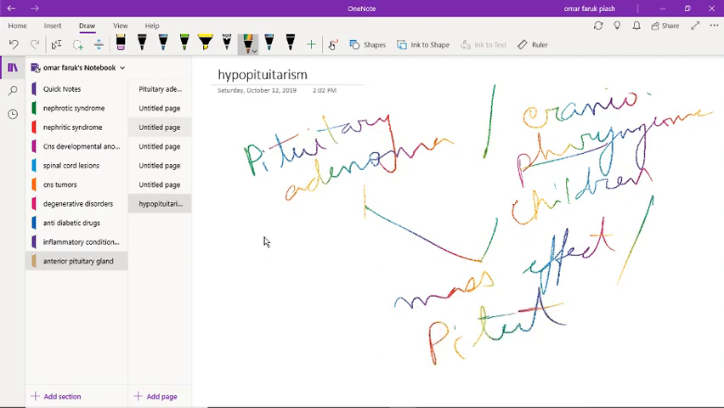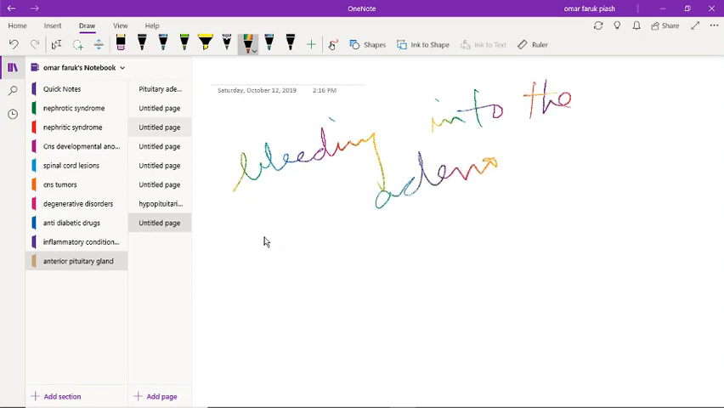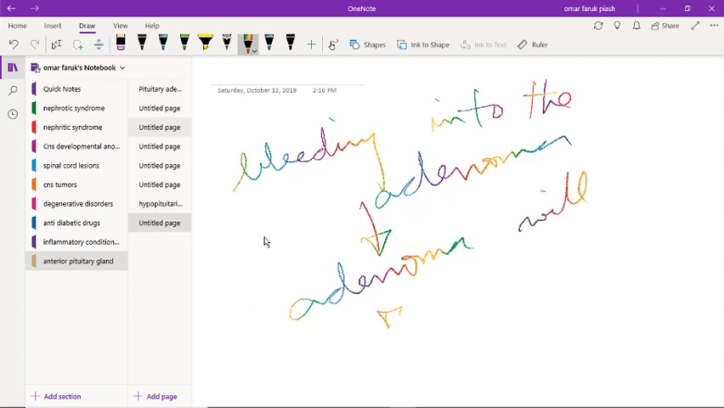What does it mean? What is pituitary apoplexy? It simply means bleeding into the adenoma. So the adenoma will rapidly grow and compress the tissue.